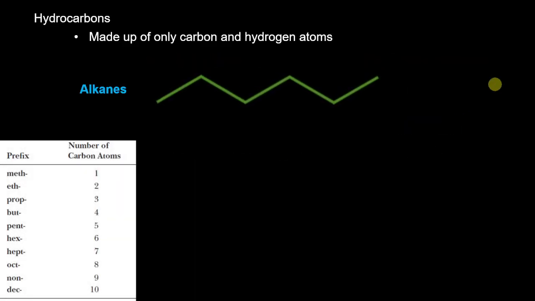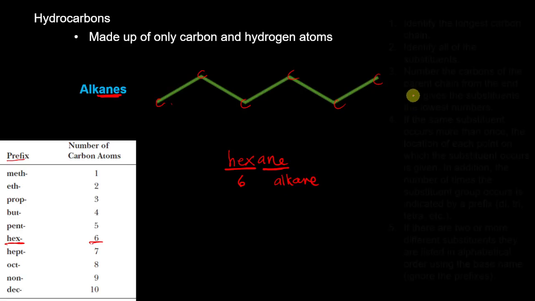Okay, let's start with alkanes. Let's try to name this compound. It's based on the number of carbons. Here we have carbons 1, 2, 3, 4, 5, 6. For 6 carbons, we look for the prefix first, and for 6, that's hex. So this one will be named hex. Then all the bonds are single bonds, meaning this is an alkane, and for an alkane the suffix, or the last part, will be ane. So this one will be hexane. Again, hex because of 6 carbons, and ane because this is an alkane, which has all single bonds.